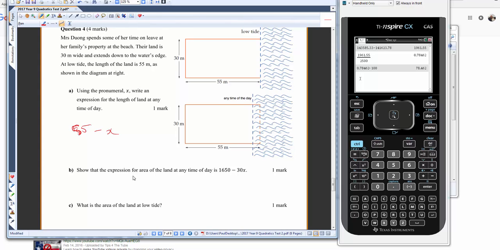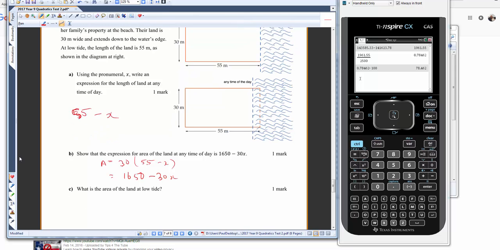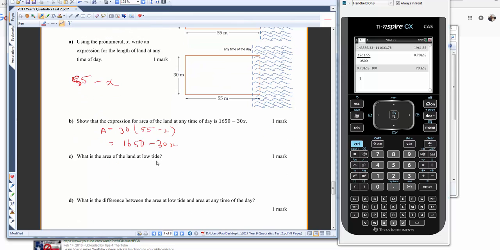Okay, so show that the expression for area of the land at any time of day is that. So what we're going to do is get the area, which is 30 multiplied by 55 take x, and when you run the distributive law, 30 multiplied by 55 is 1650, take away 30x, and that's enough to show that. What's the area of the land at low tide? Well, that one's easy. 30 by 55 equals 1650.